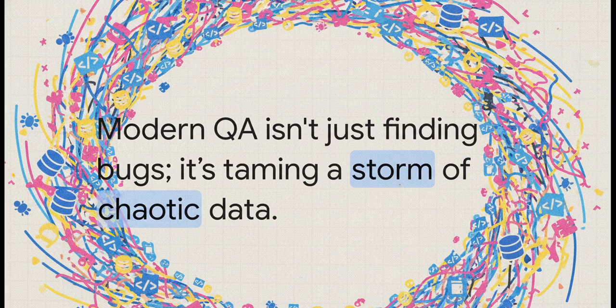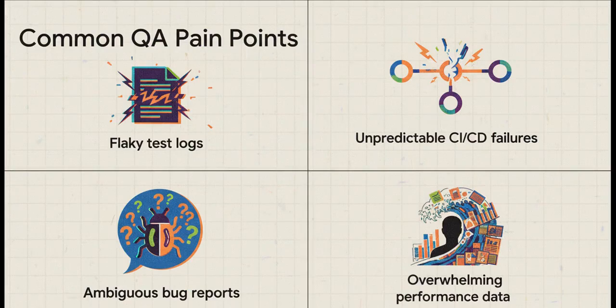So let's just get real for a second about the core challenge. Being a modern QA professional isn't just about finding bugs anymore, is it? It's really about trying to tame this absolute storm of data that's coming at you from every single direction. I'm sure this looks pretty familiar. You're digging through flaky test logs, you're trying to guess why the pipeline failed this time, you're decoding these super vague bug reports. It's like you're panning for gold in a river of mud. You just know the real issue is buried in there somewhere, but where?